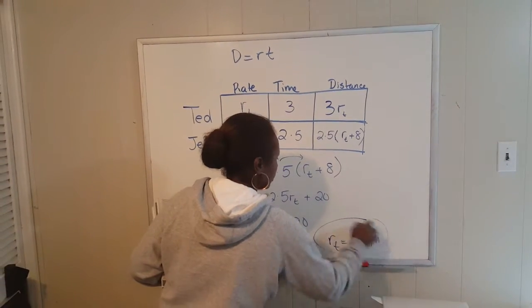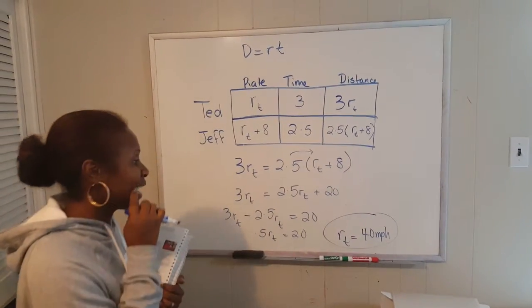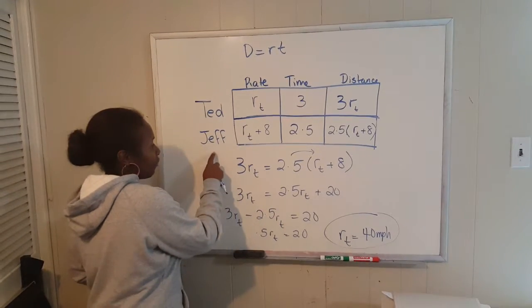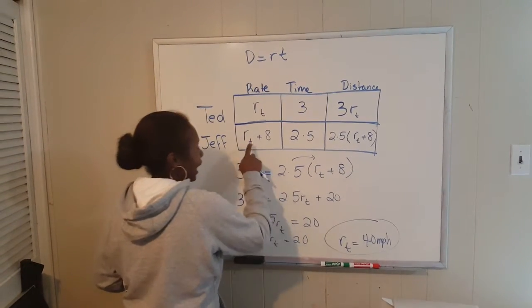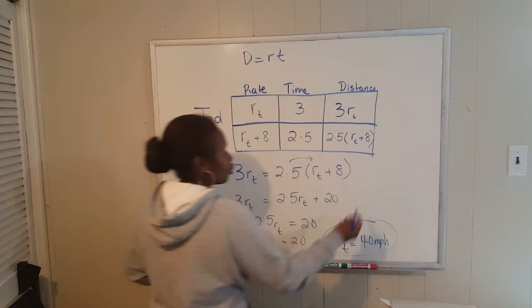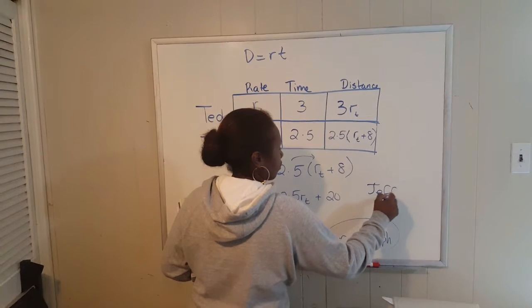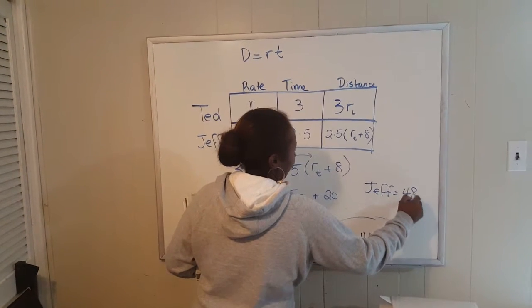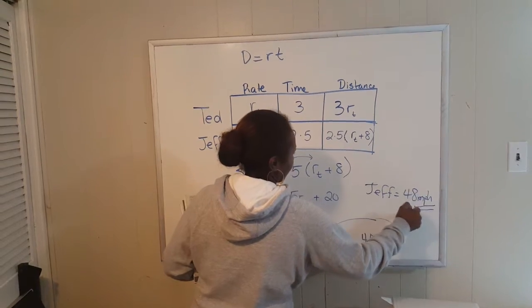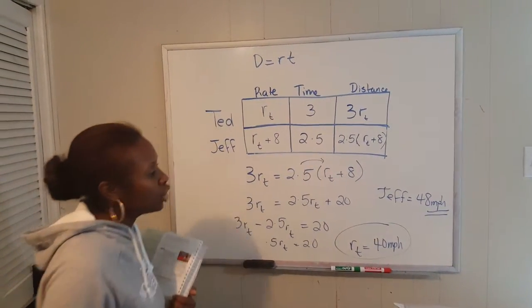Okay, so Ted is traveling at a rate of 40 miles an hour. Well, we know that Jeff is traveling at the same rate as Ted plus 8. So Jeff is traveling at 48 miles per hour. And that's why he is able to get there at the exact same time.